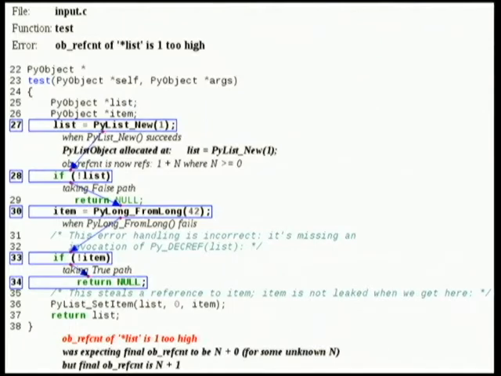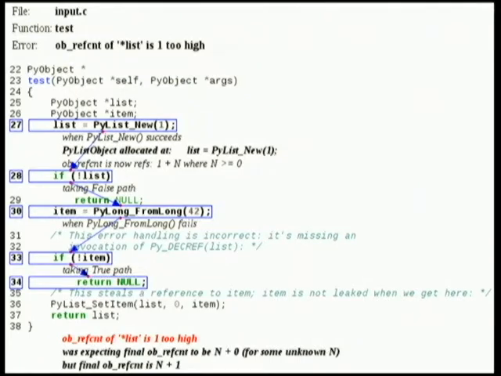So I hope this is relatively visible. We have a simple method here that allocates a list at line 27, a PyList object of length 1. At line 30, it makes a PyLong object with PyLong_FromLong. And at line 36, which isn't highlighted but is at the bottom, it sets item 0 of the list to be the item using PyList_SetItem.